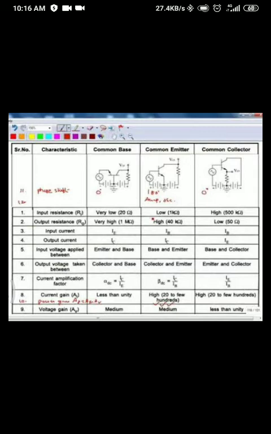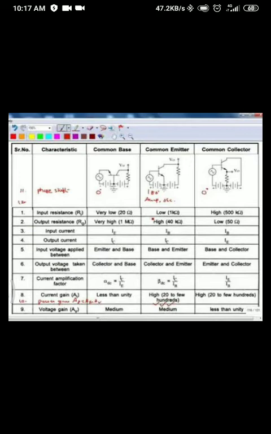Okay, so input resistance for common base configuration is very low. For common emitter it is moderate, not low, moderate. Then for common collector configuration, input resistance is very high. Then the output resistance RO: for common base it is very high, for common emitter it is high, or you can say it is still moderate, not very high. For common collector configuration it is low, up to 50 ohm, very low.